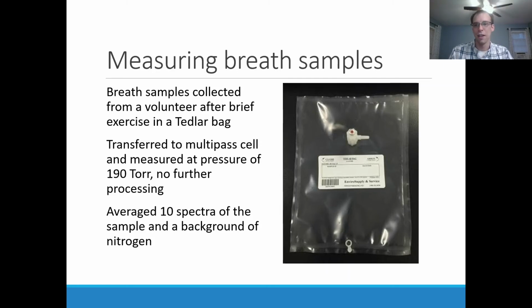We collected breath samples from a volunteer after a brief exercise. The exercise increases the concentration of isoprene. We kind of want to give ourselves the best chance to actually observe the isoprene. We collected samples in a Tedlar bag like this, and then the sample was moved from the Tedlar bag into our multipass cell. We did this at the lower pressure of 190 Torr to prevent the spectral interference, and with no further processing of the sample. Then we took an average of 10 spectra of the sample and 10 spectra of a background of nitrogen at the same pressure.